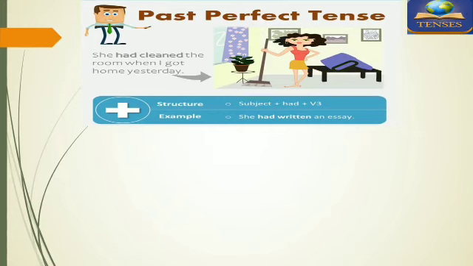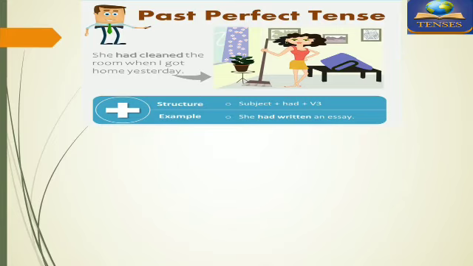Perfect tense. Structure of past perfect tense: subject plus had plus V3 form. She had written an essay. She is the subject. Had is the auxiliary verb, past tense. Written is the main verb, and essay. And one more example. She had cleaned the room when I got home yesterday.